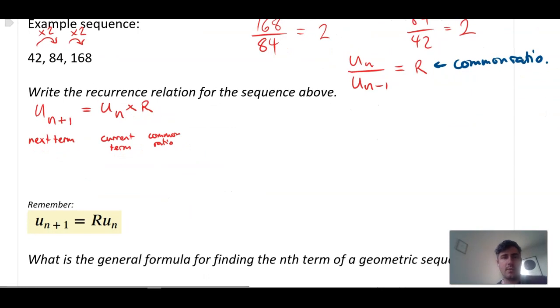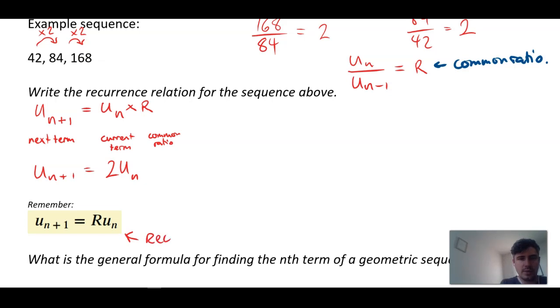In the case of the sequence above, we've got un plus 1 equals un times 2, or 2un. You can see the neat and tidy version there. So that's the recurrence relation for any geometric sequence.